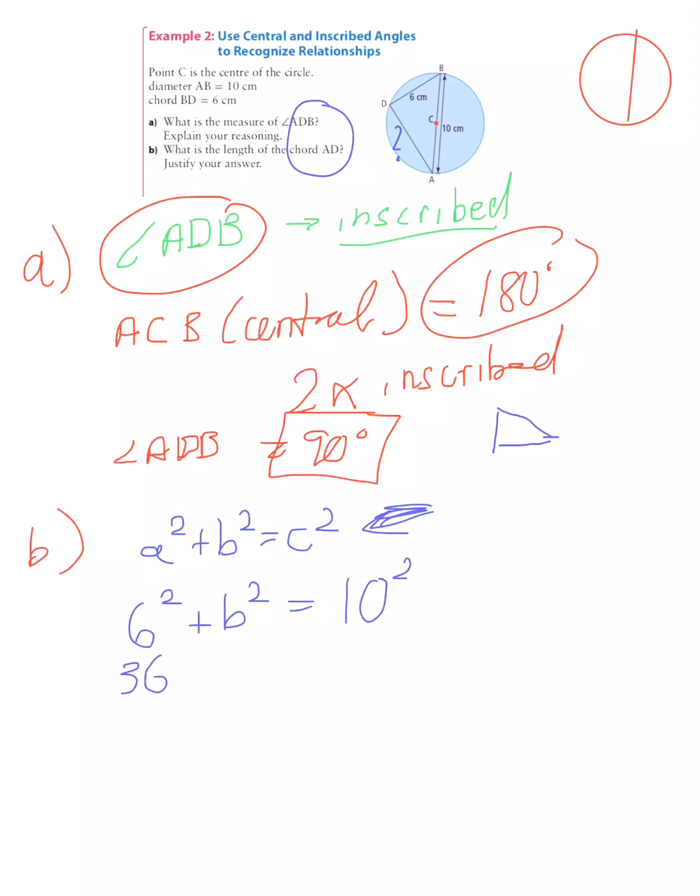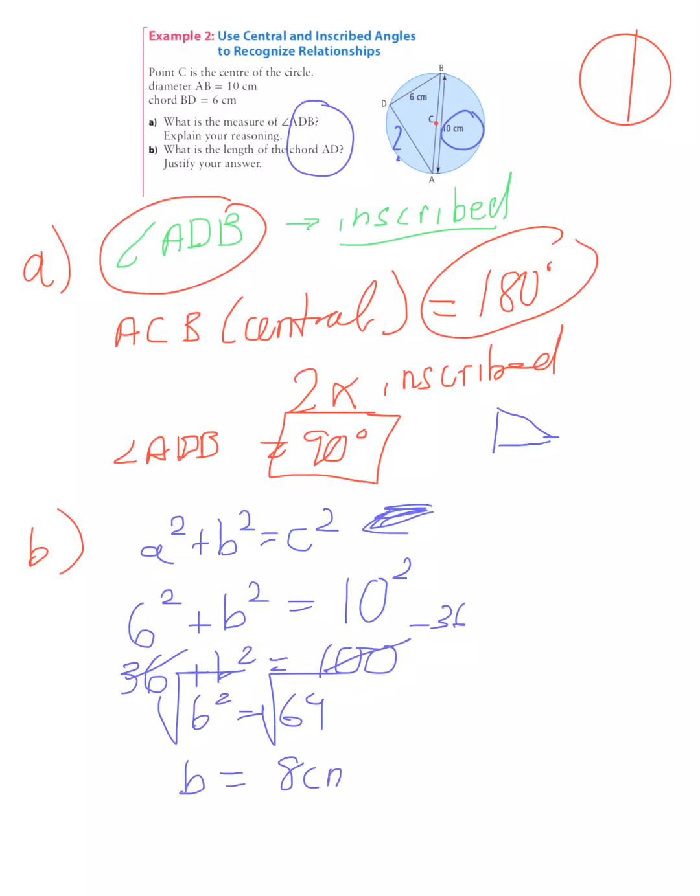So we'll solve that. 36 plus b squared equals 100. I'll minus 36 to this side, so I get b squared equals 64. And then my last step is to square root that, and I get b equals 8. Because it started in centimeters, it's 8 centimeters.